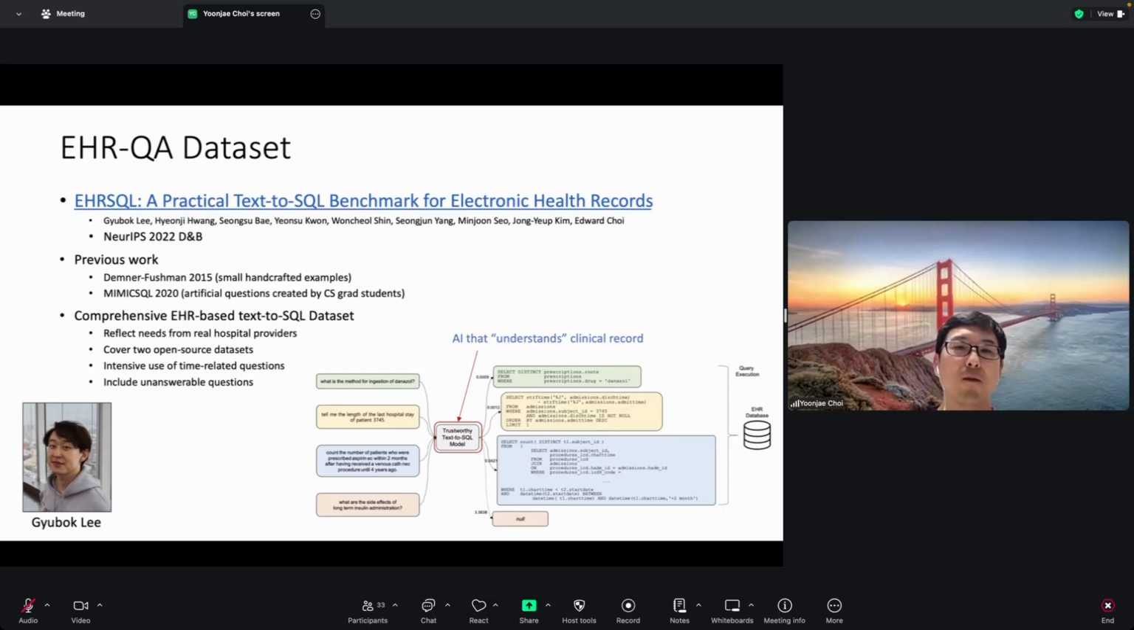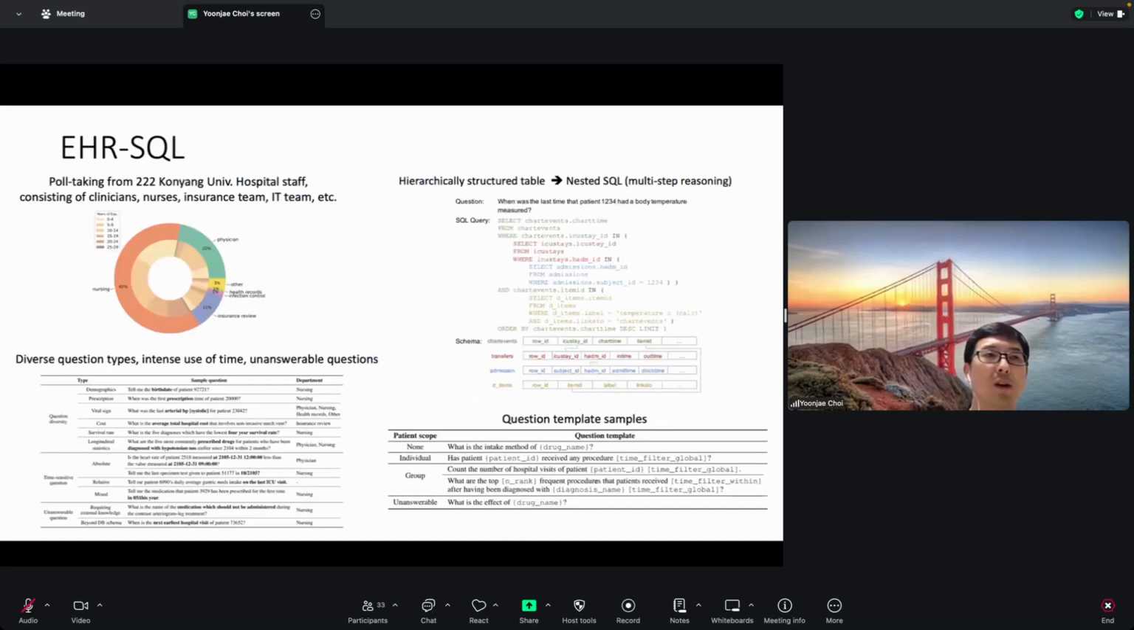So as long as the agent or the AI can translate a human question into SQL, which is a database language, then you're good to go. As long as the SQL query is accurate, then you can retrieve the answer. So that's why we framed it as a text-to-SQL paradigm. So we did a poll in a local tertiary hospital.